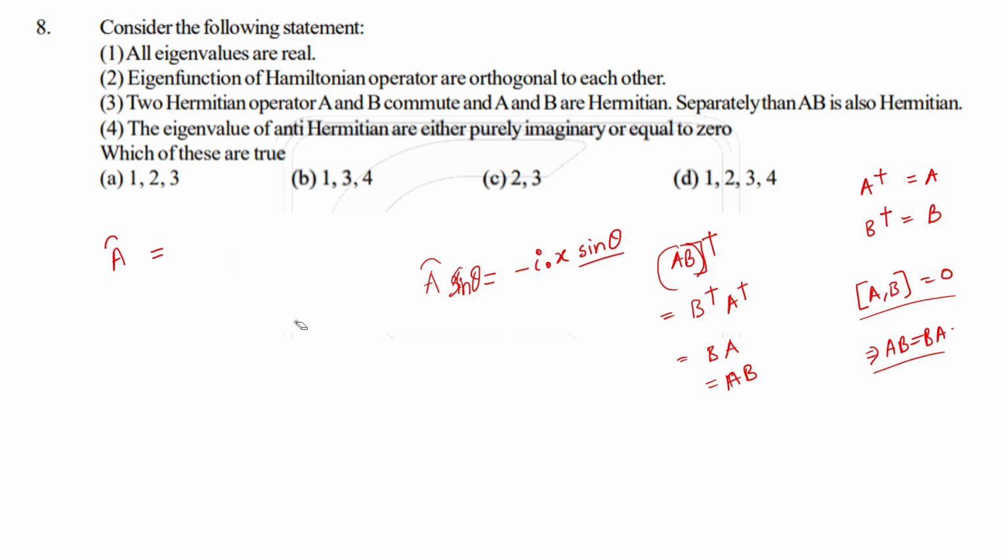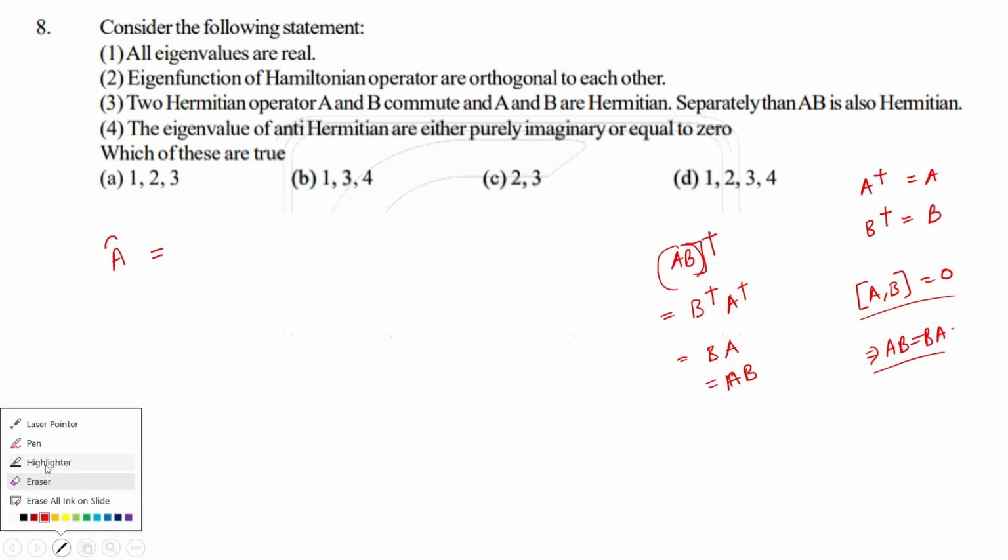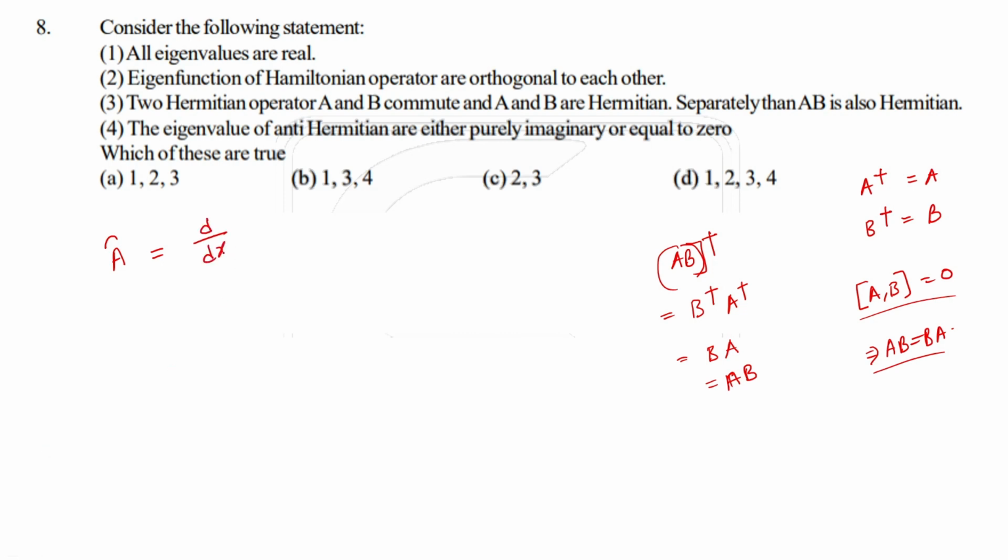I am just choosing an anti-Hermitian operator so that I can get the idea. Actually, d by dx is an anti-Hermitian operator, right? Because its dagger is going to give you minus d by dx. What if you operate on x? You are going to get 1. So the eigenvalues of an anti-Hermitian operator are either purely imaginary or equal to 0. So this statement is not true, right?